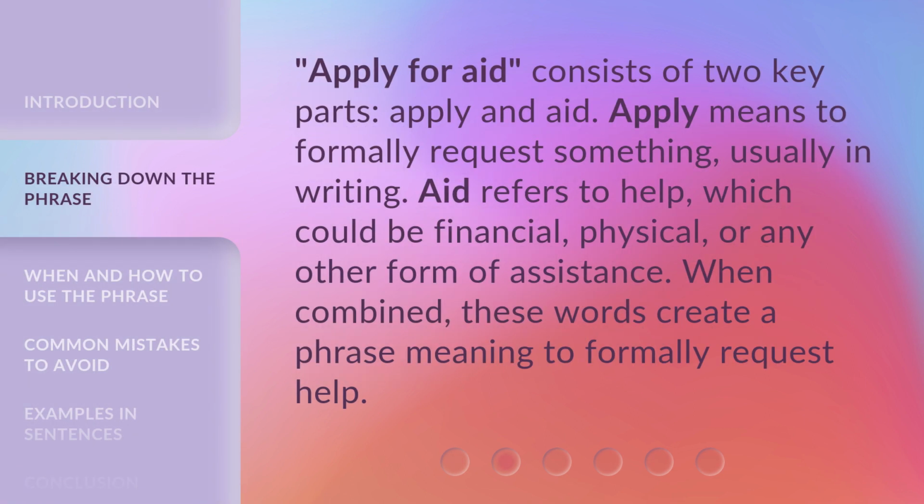Apply for aid consists of two key parts, apply and aid. Apply means to formally request something, usually in writing. Aid refers to help, which could be financial, physical, or any other form of assistance. When combined, these words create a phrase meaning to formally request help.